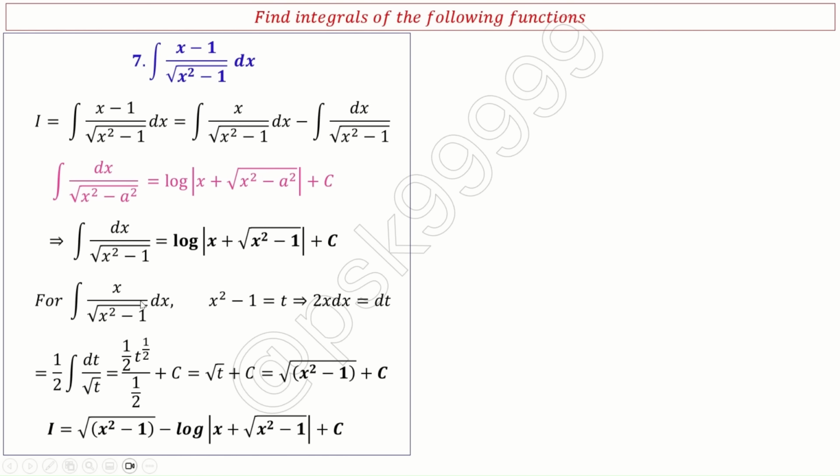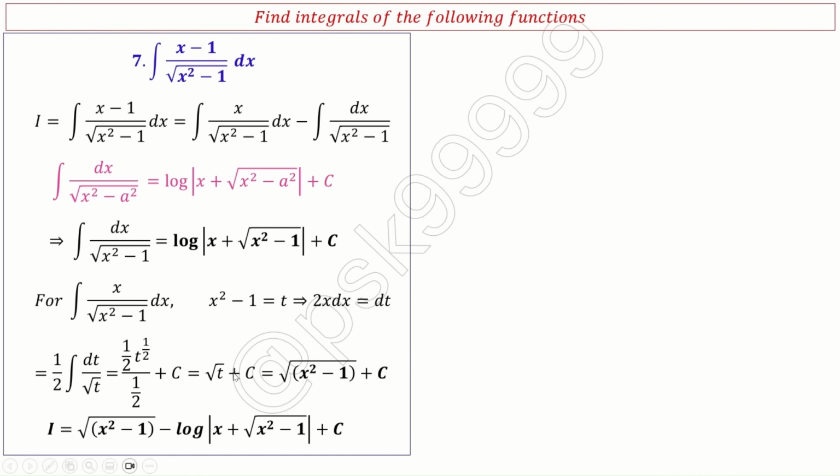Integration of x by square root of x square minus 1 dx. I will take x square minus 1 as t, so it will become 2x dx equal to dt, which means the whole integration will become half of dt by square root of t, which is nothing but square root of t plus c.